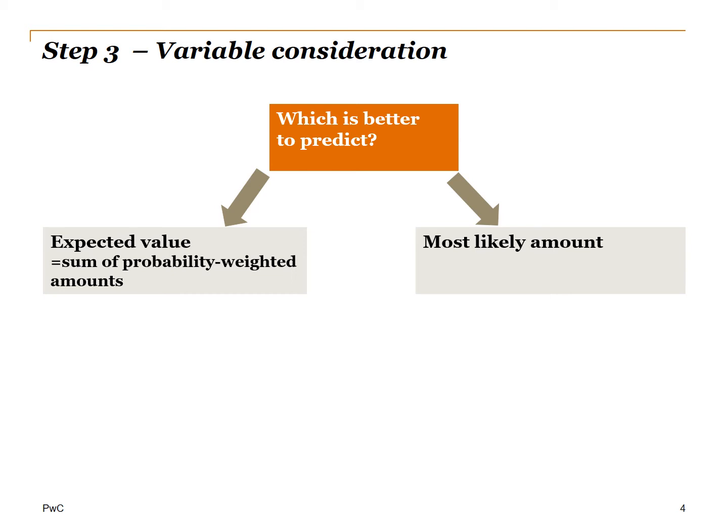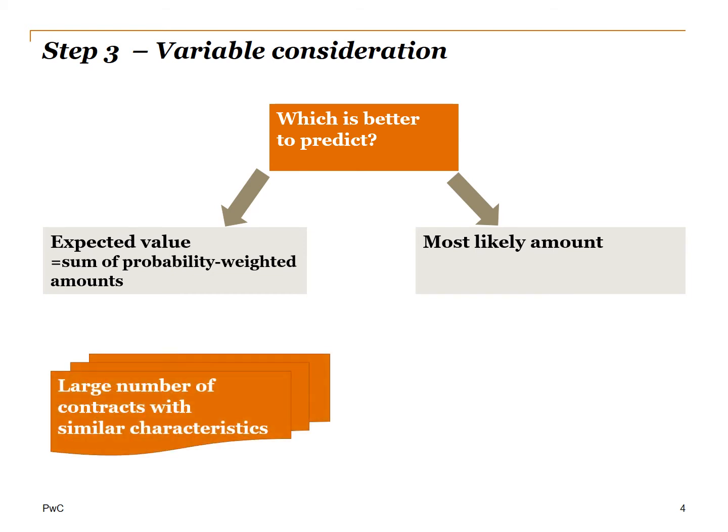This is not a policy choice. The company should use the method that it expects to better predict the amount of consideration to which the company will be entitled, based on the terms of the contract. An expected value may be an appropriate estimate if the company has a large number of contracts with similar characteristics. Alternatively, the most likely amount may be an appropriate estimate if the contract has only two possible outcomes. For example, a company either achieves a performance bonus or it does not.